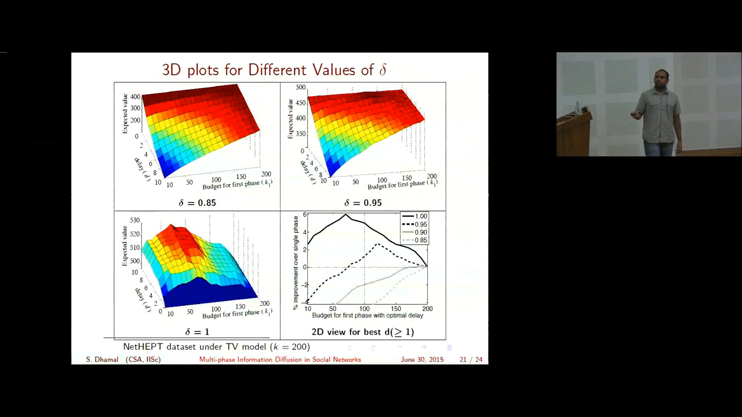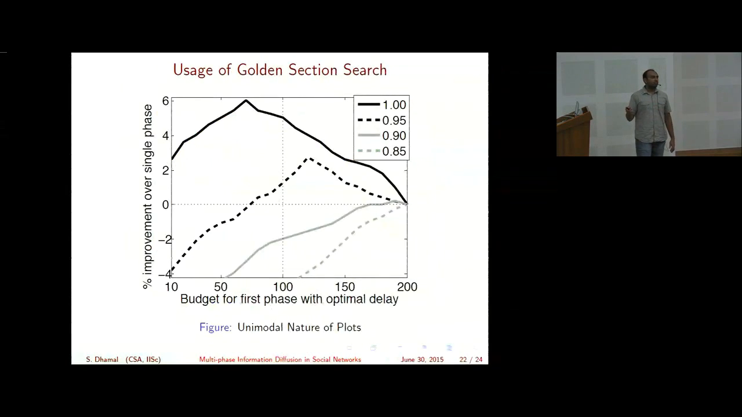This is a 2D view of these plots. This is for delta equal to 1. For delta equal to 0.95, just consider the optimal point wherever it happens, cut the plot along that line, and this is what we have, and so on. These plots are unimodal, they just have one mode. So we can use a method like golden section search, which are efficient algorithms for optimizing unimodal functions.